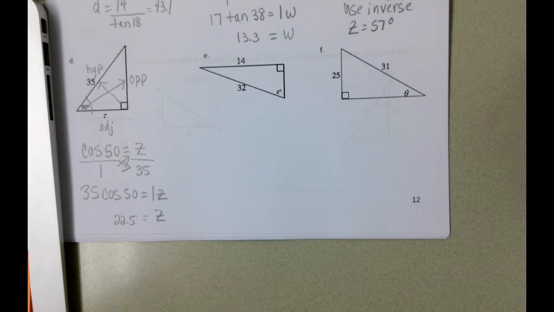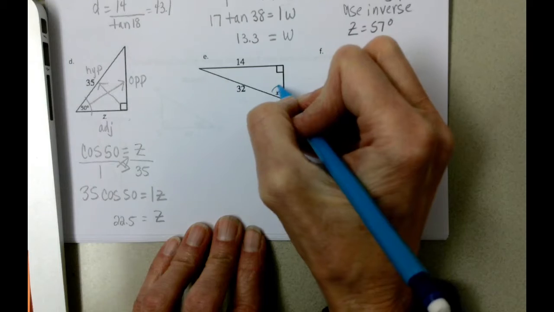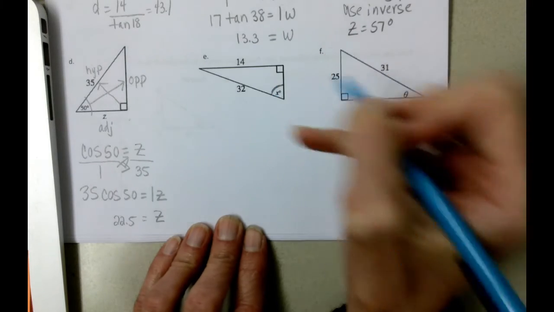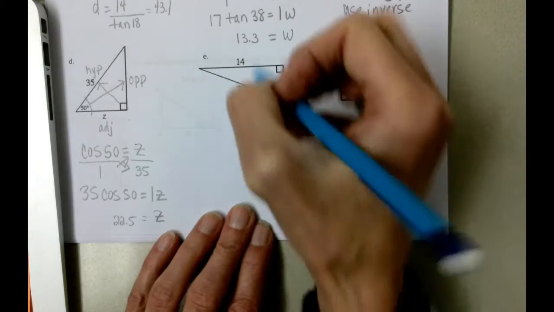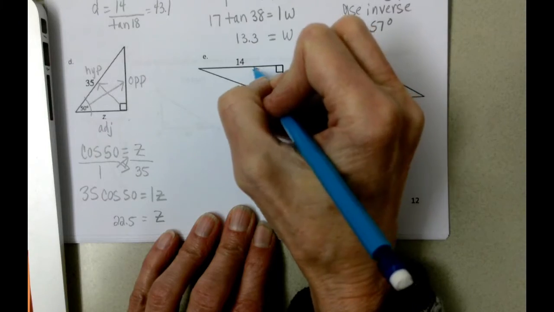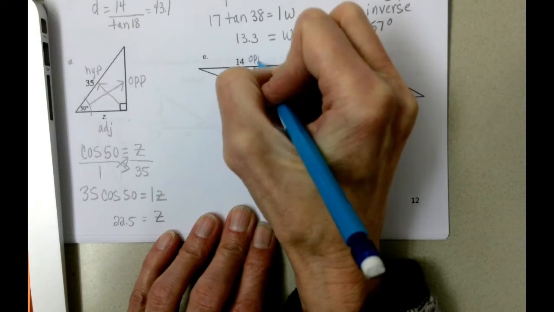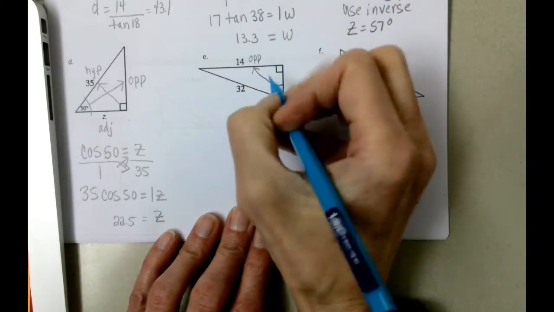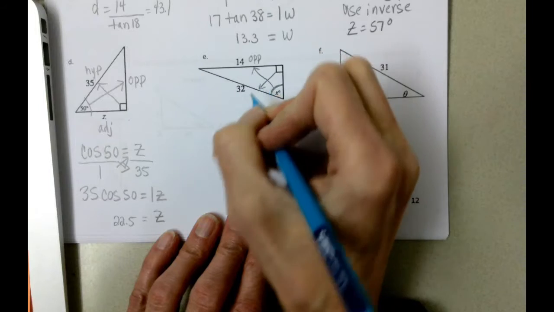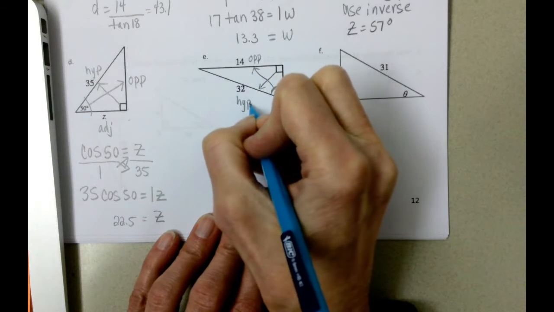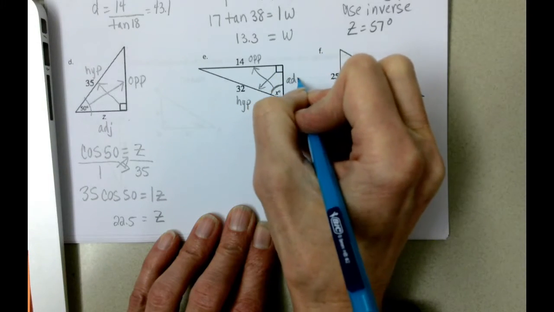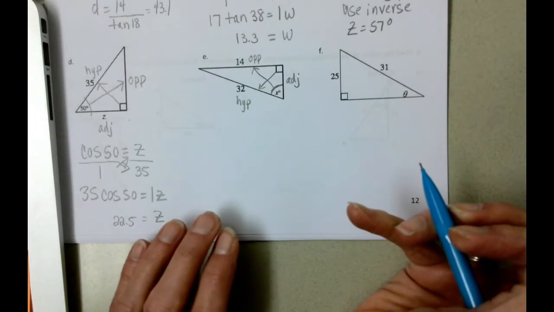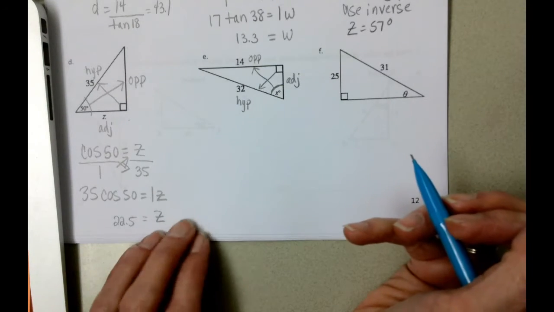Letter E, we're missing an angle, but we're going to find angle X. So as we go across here, this is going to be our opposite side. As we look at the right angle, here's the hypotenuse, which means that this is the adjacent. But we know nothing about the adjacent.